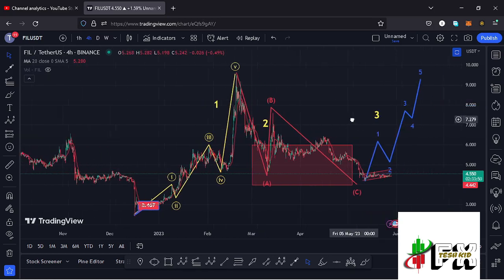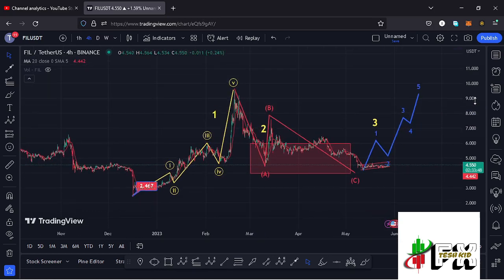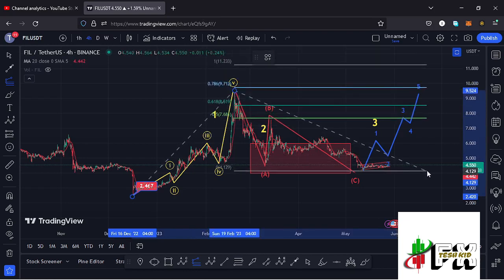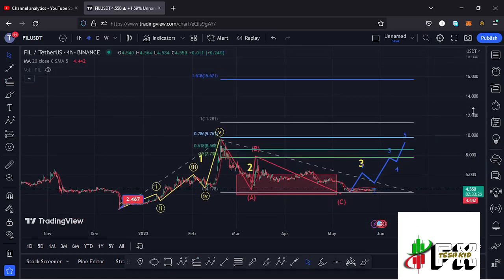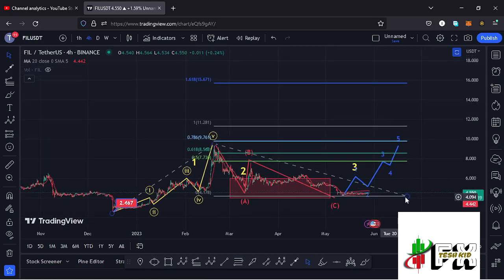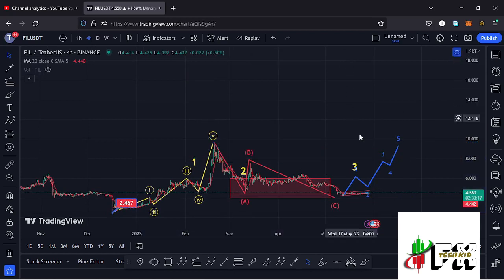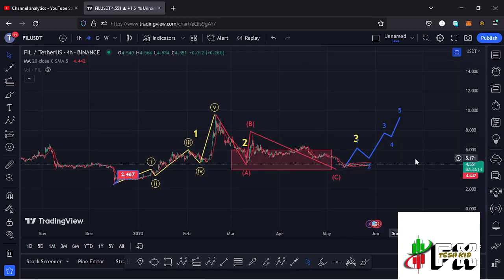And giving you minimum target areas in the formation of that wave 3, assuming that Filecoin is not going to give us one more leg down in the formation of this wave 2, by connecting the trend based Fibonacci from the low of the first wave to the high of that wave 1, then dragging the Fibs to the low of the second wave, that now gives me a minimum target area at the Fib level 1.618, and that is at around the $15.671 mark. And that is the minimum that we can expect Filecoin to do from a long term point of view in the formation of that wave 3.